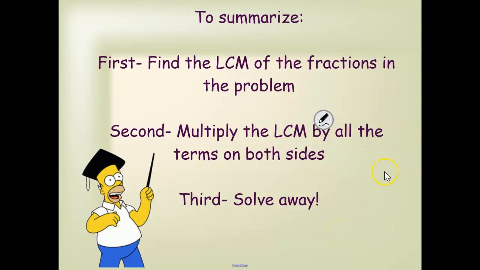All right, to summarize what Professor Berger was talking about, first we're going to find, he called it the lowest common denominator. We really just need to find the lowest common multiple or least common multiple of all the fractions in the problem. Then we're going to multiply by the lowest common multiple by all the terms on both sides, and then we're going to solve it.